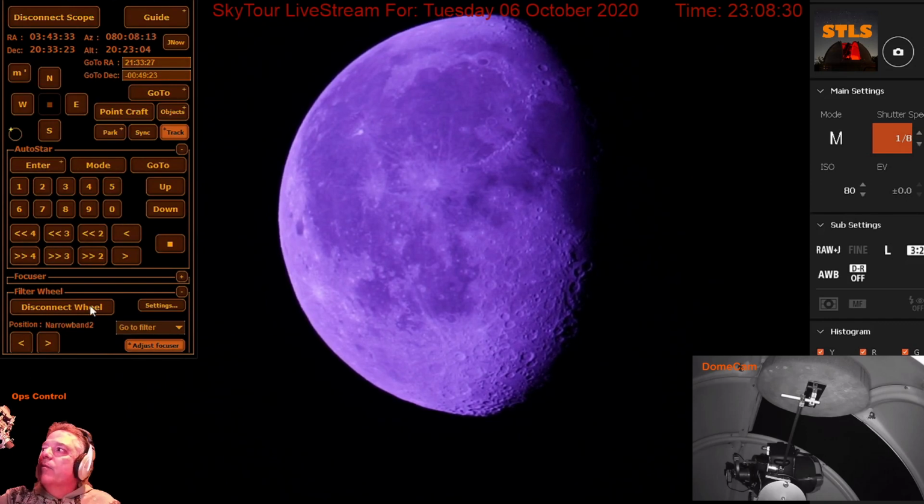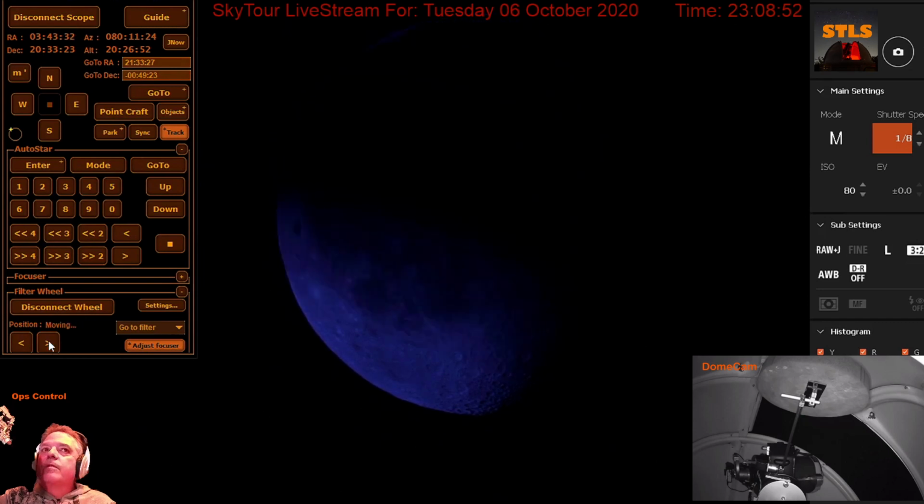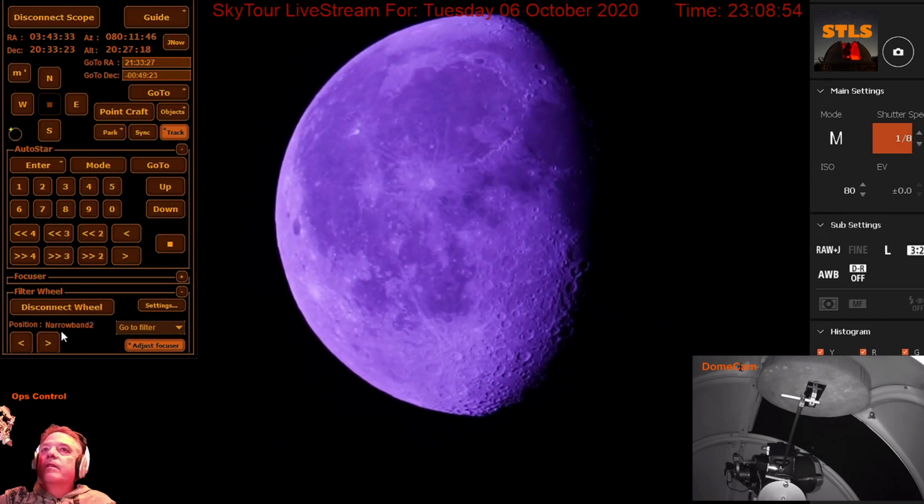We're looking right now in narrowband 2, so we're in filter number 2, slot number 2. If I go back, we go to narrowband number 1. This is a filter that shows a different type of view. We're looking at different swaths through the spectrum of the lunar light coming to us. Then there's 3, 4, and 5. So that's the telescope control system there.